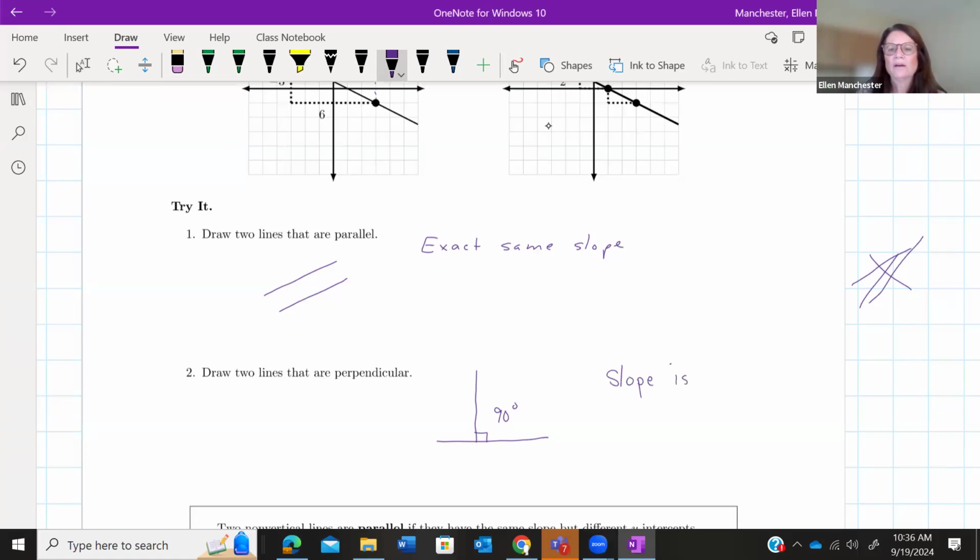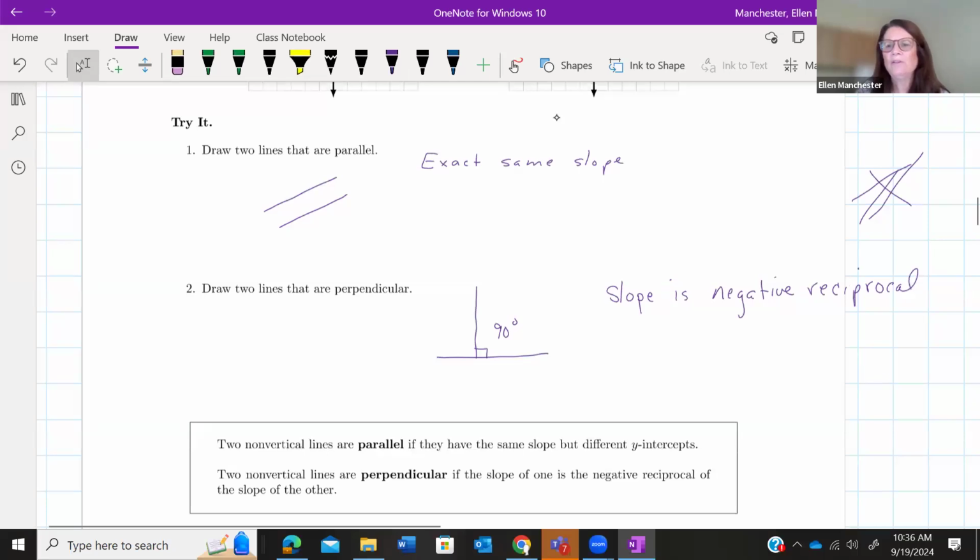is what's called a negative reciprocal. Okay, so what does that mean? Negative reciprocal. Reciprocal means flip it over, right? It's the inverse or flipped over. And negative means opposite. Okay, so that means we have the opposite sign and the value is flipped over.